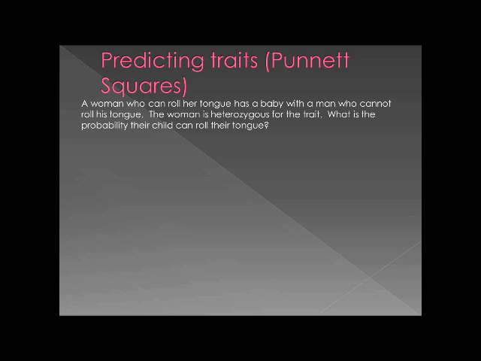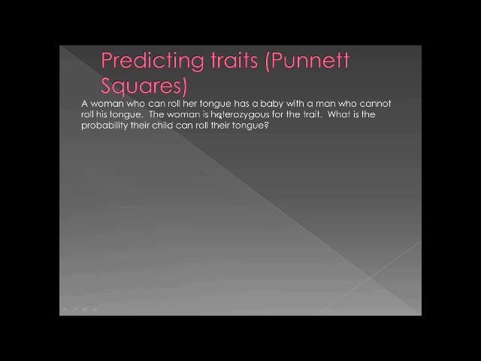So, I have a sample for a Punnett square. Here's how you can actually predict traits. Here's a sample problem. A woman who can roll her tongue has a baby with a man who cannot roll his tongue. The woman is heterozygous for the trait. What is the probability their child can roll his tongue?